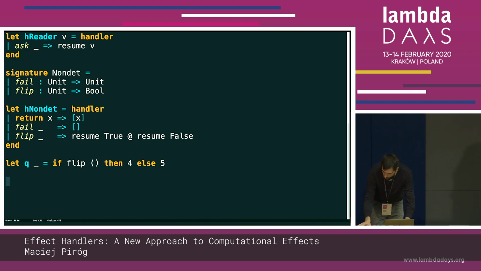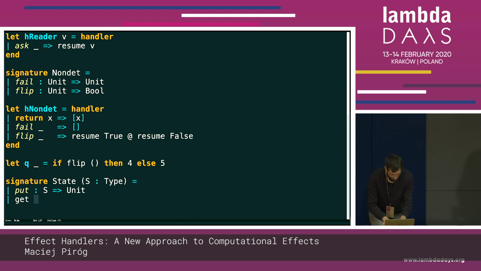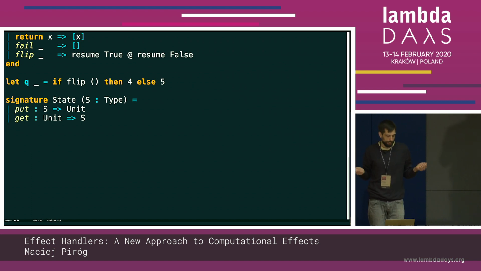Okay, I have enough time for state. Okay, signature, this will be the last effect, okay? You already know the pattern for defining signatures, I'm sure. So I want state to be parameterized by a type of state, of course. And then I need how many operations? 2. Put, which is of type, well, S to unit, and get, which is of type unit to S, right? Because I can put state, and I can get the current state.